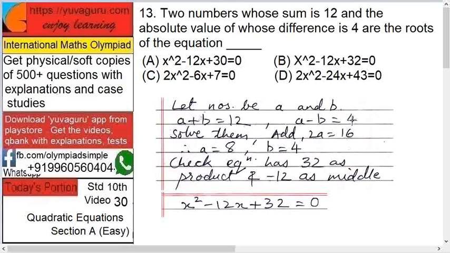What you get? 2a equals to 12 plus 4, 16, a equals to 8, and then substituting it, you will get b equals to 4. Now 8 into 4 is 32. This means you will have to check the equation which has 32 at the end, because that only will be the answer. So b is the answer. So x square minus 12x plus 32 equals to 0 is the equation whose roots are these numbers.